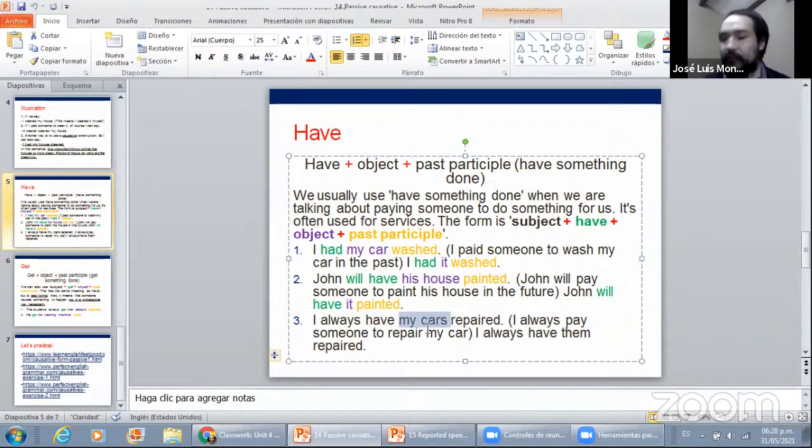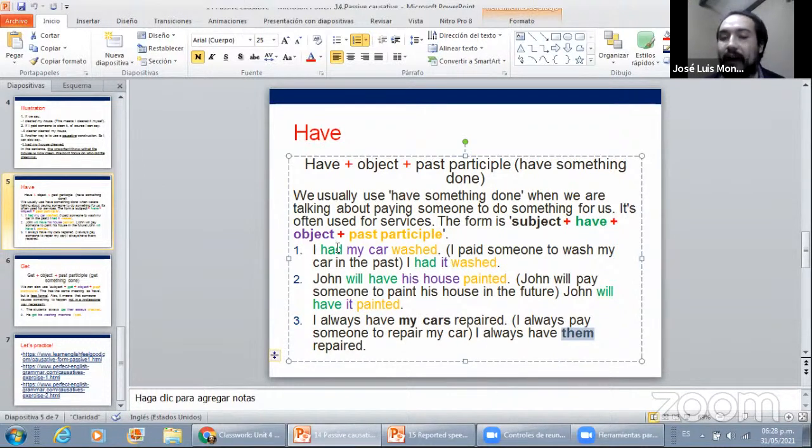This is my first sentence. You don't know what I'm talking about. So to make sure that I'm talking about this, I'm going to use first my cars, and second one, I'm going to use them. But realize that I'm always following the formula.